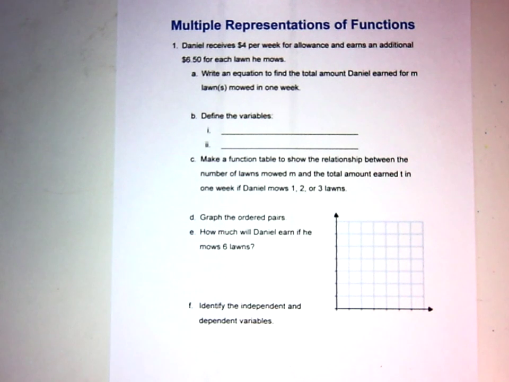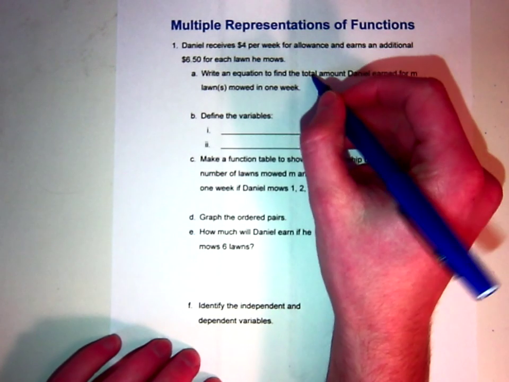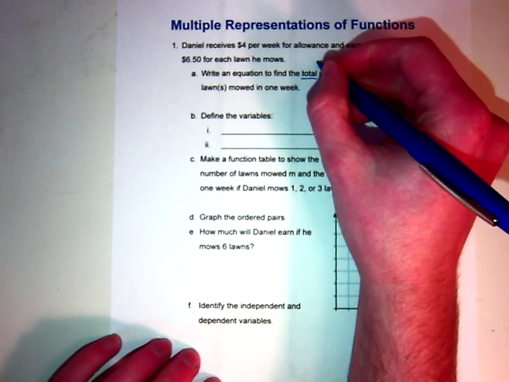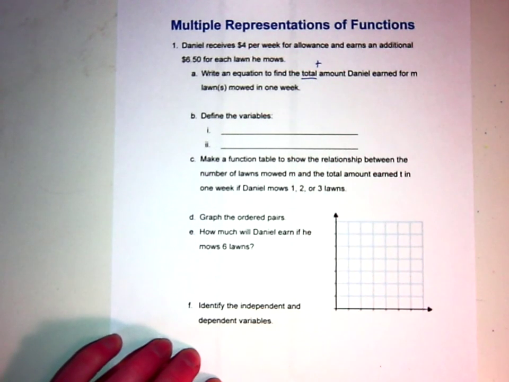at one problem. Okay? So my problem, it says Daniel receives $4 per week for allowance and earns an additional $6.50 for each lawn he mows. Okay? So, it says write an equation to find the total amount Daniel earned for M lawns mowed in 1 week. Okay? So we're looking for a total. Okay? So, well, let's say since I'm looking for a total, I'm going to define that variable as T. Okay? I'm going to call T is my total.